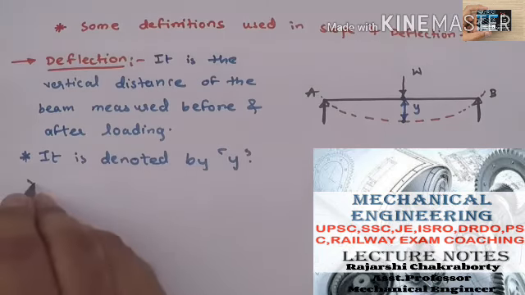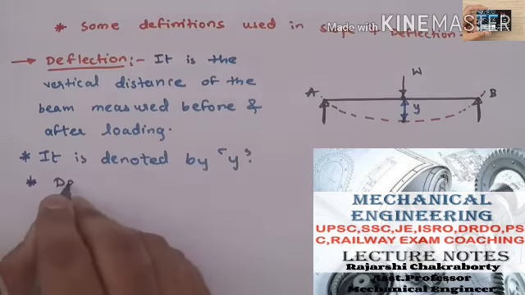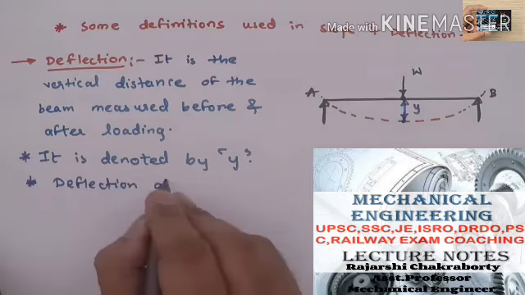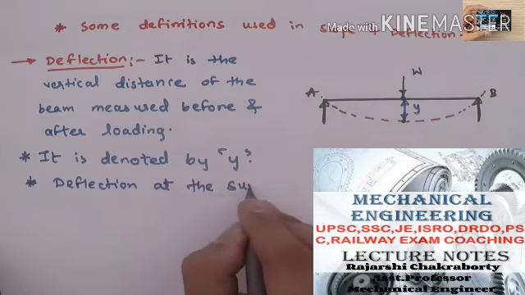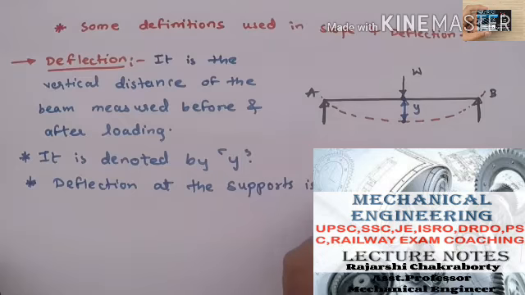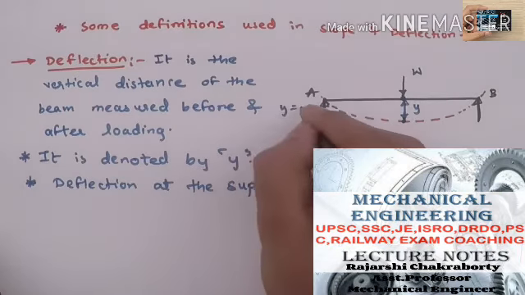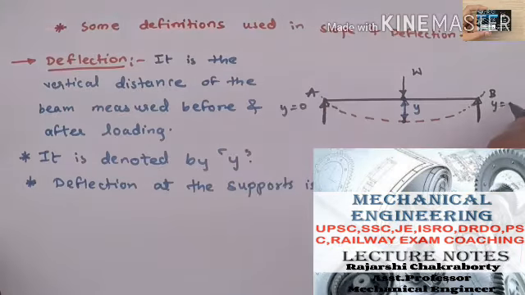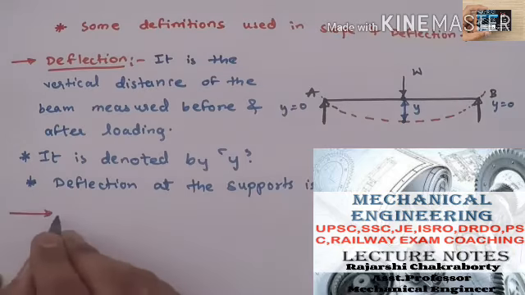Next, deflection at the supports is always 0. At A and B the deflection would be 0. So Y is equal to 0 at A and B respectively. Next, after the deflection definition, the next definition is of slope.